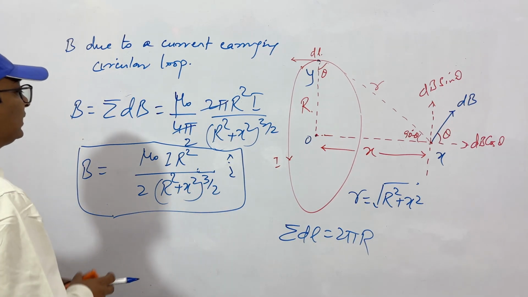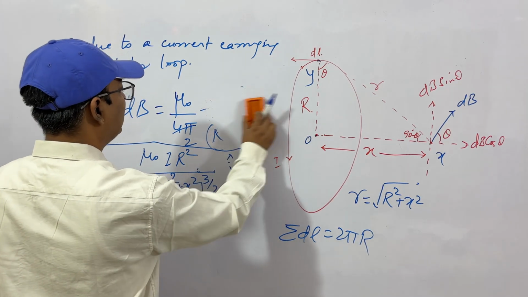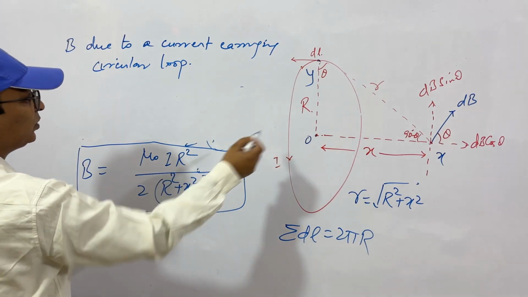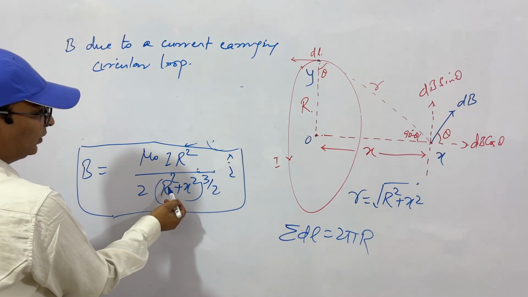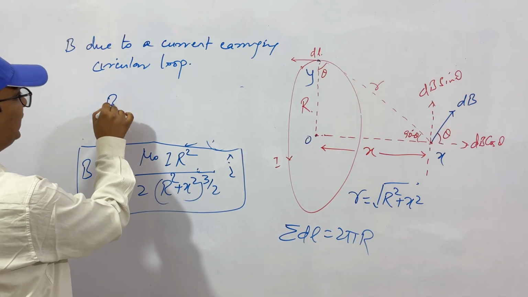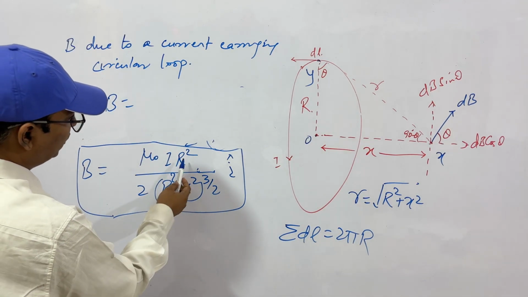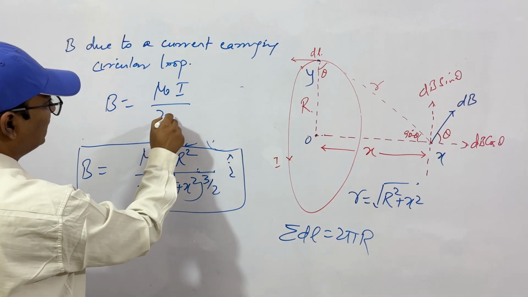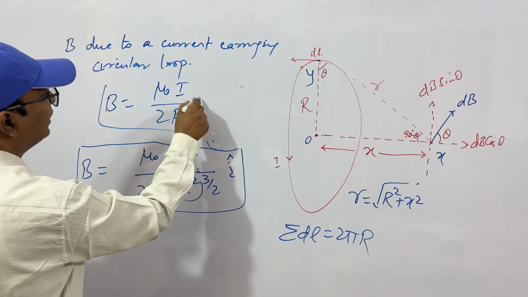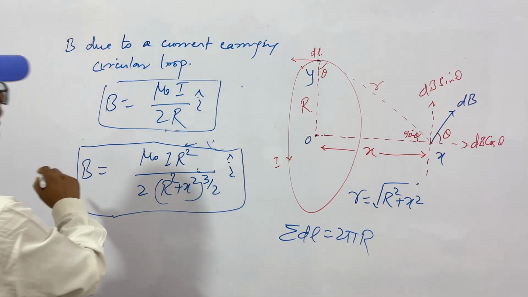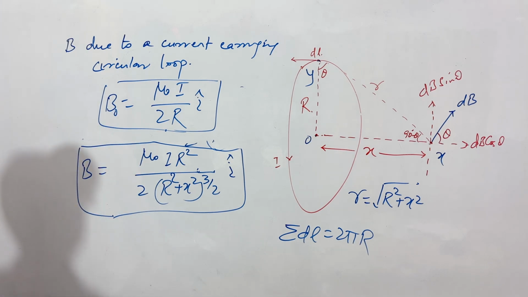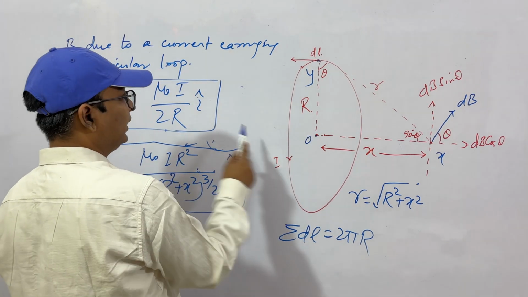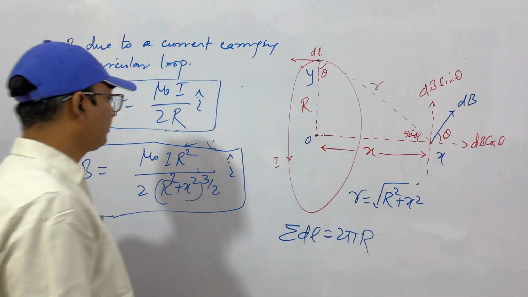An interesting case is, what will be the magnetic field at the center of this loop? At the center, x is equal to 0. If you put x as 0, what do you get? This is r cube. So you will get mu 0 I r square, and r cube cancels, so this is mu 0 I by 2r. Clear? At center, I am writing O. So at the center, the magnetic field will be this value, and the direction will be this only.